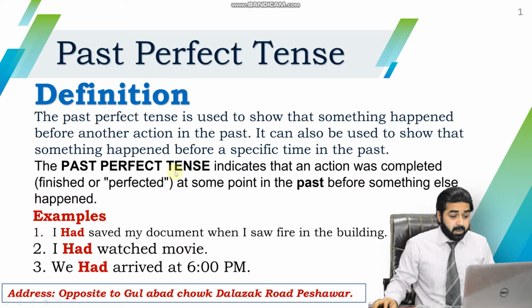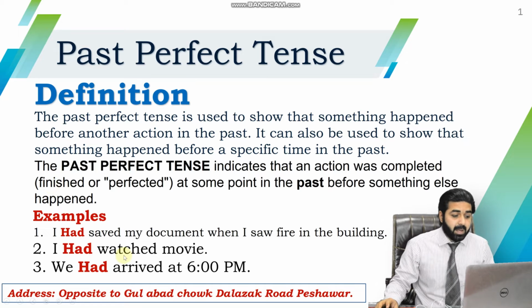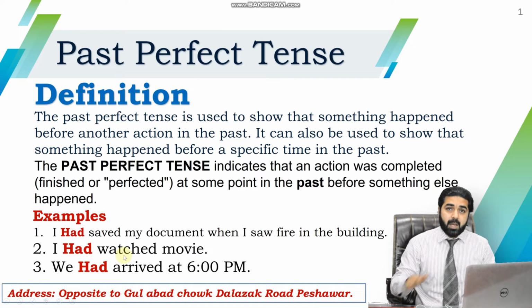And next one, the past perfect tense indicates that an action was completed, finished or perfected at some point in the past before something else happened. So this one also belongs to the first example, and here we have example number 2. This action is what? A perfected action and a finished action. How? I had watched movie. This is a perfected action.